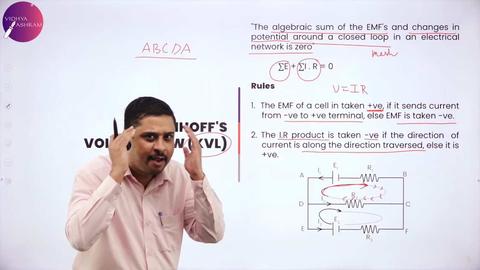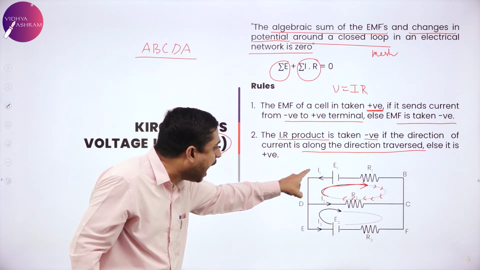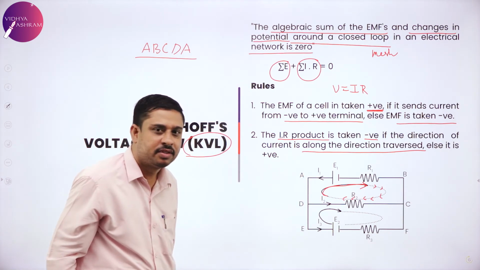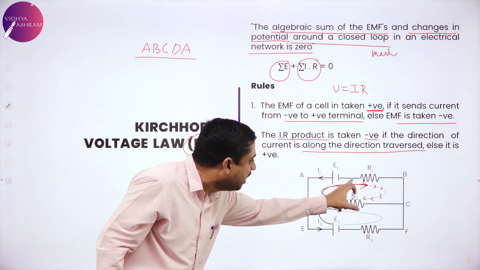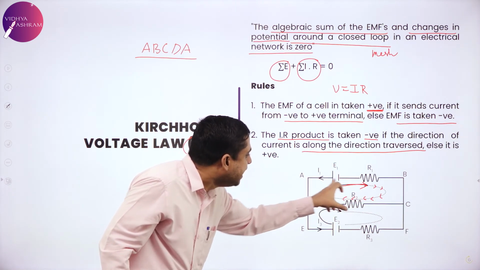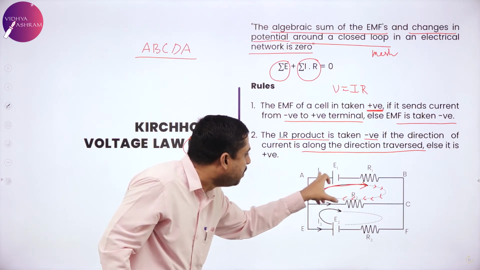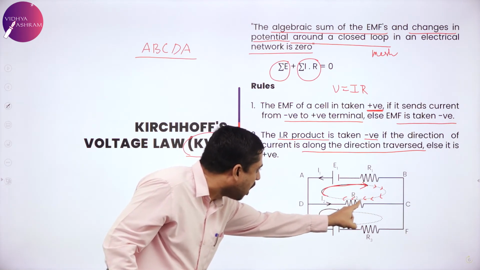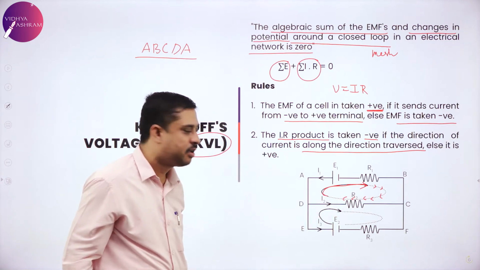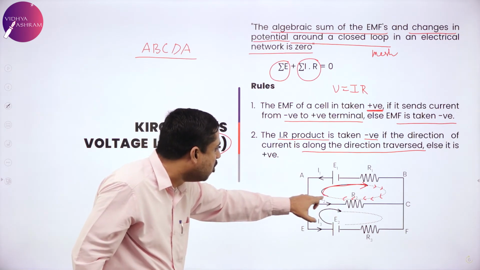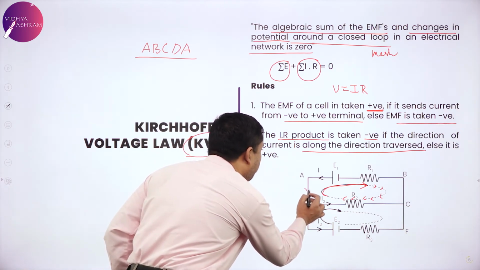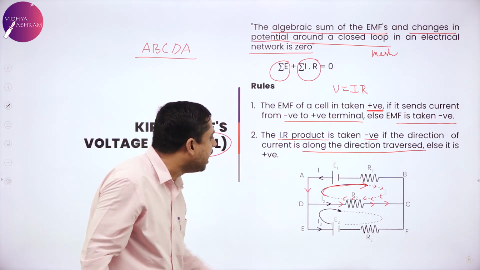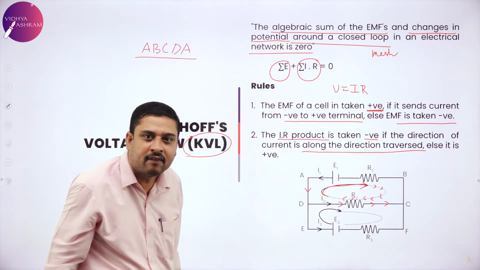Now all of you observe, please listen carefully. I1, look at this direction of I1. Is it along the direction of traverse? Is it in the same direction given? Please analyze. See, this is the direction of traverse. This is how the direction of traverse is happening. But I1 is flowing in the opposite direction. So I1 is opposite to the direction of traverse.